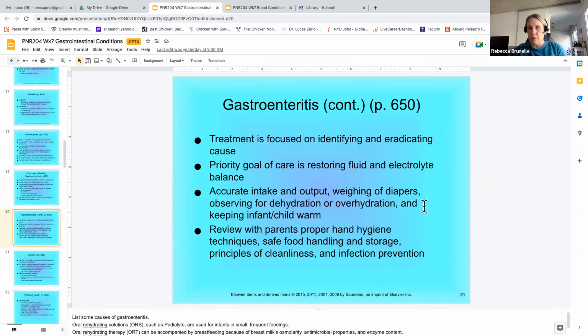So if you have somebody that has gastroenteritis, vomiting, diarrhea, the main thing that you want to do is get rid of what's causing the vomiting and diarrhea. As a nurse, you need to be paying close attention to their fluid balance and their electrolytes, doing a really good job of monitoring their eyes and nose. And then teaching about hand hygiene to stop the spread of infection.